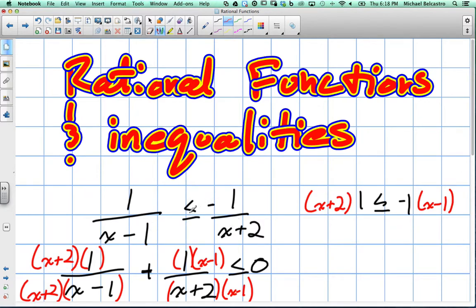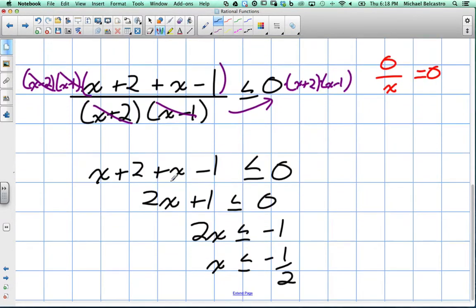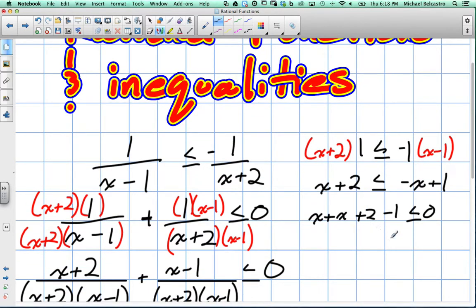Does that make sense where we cross multiply? And then we would distribute. We'd have x plus 2 less than and equal to negative x plus 1. Well, let's bring all of our terms to the one side. We'd have x plus 2 minus 1 less than equal to 0. And lo and behold, we're already all the way down here without having to do any of that extra stuff. Collect like terms, 2x plus 1 less than equal to 0, and we already know that x will end up being less than equal to negative a half.